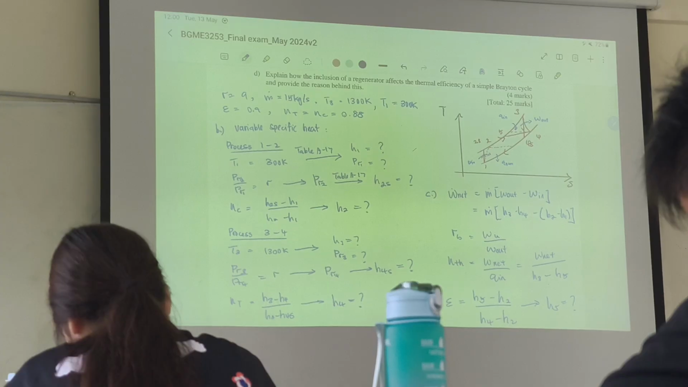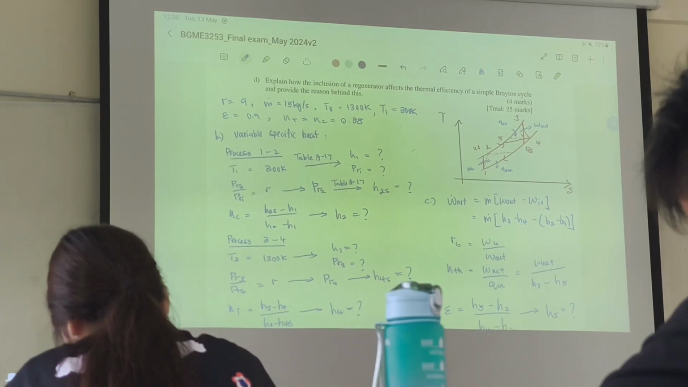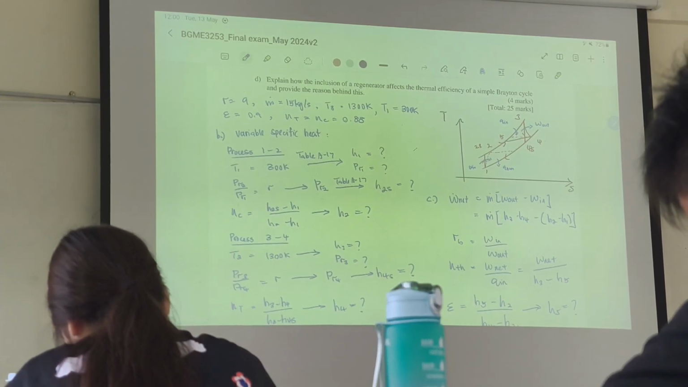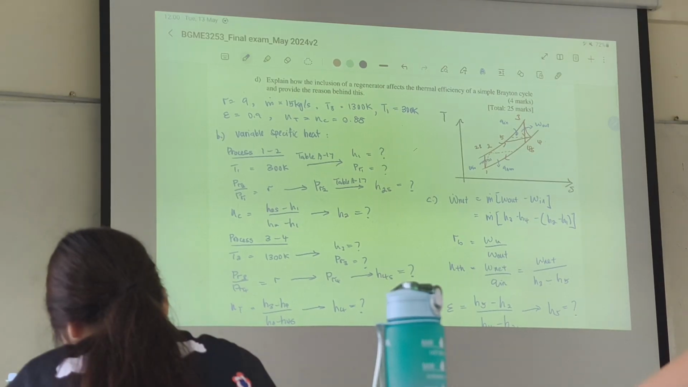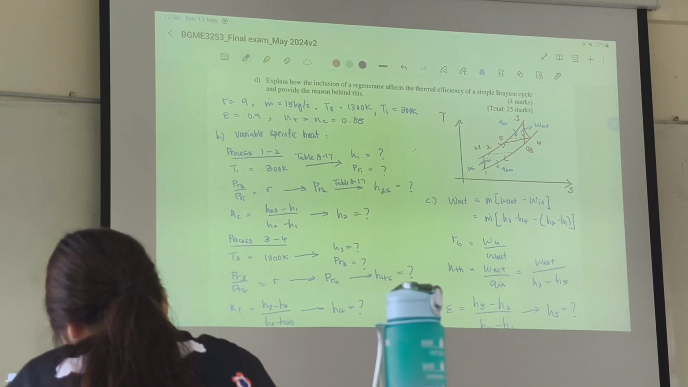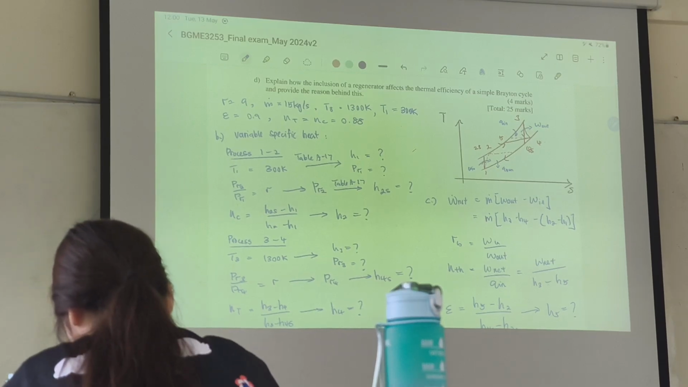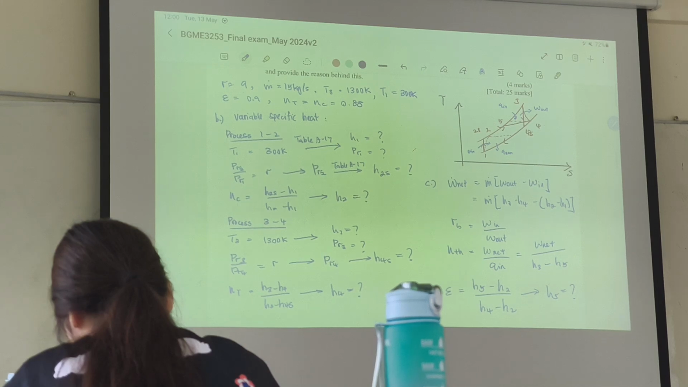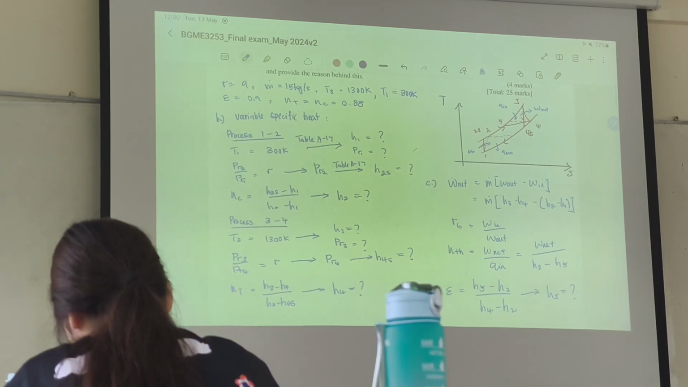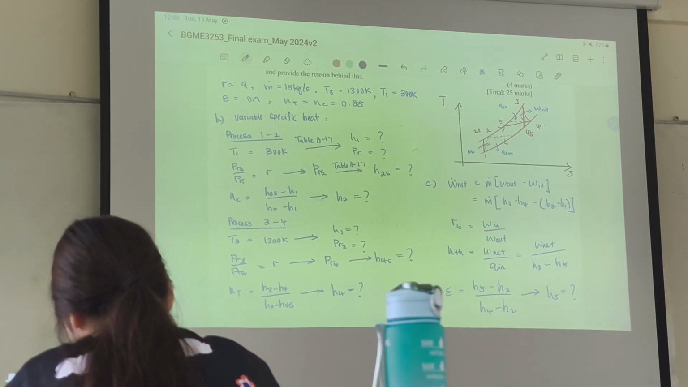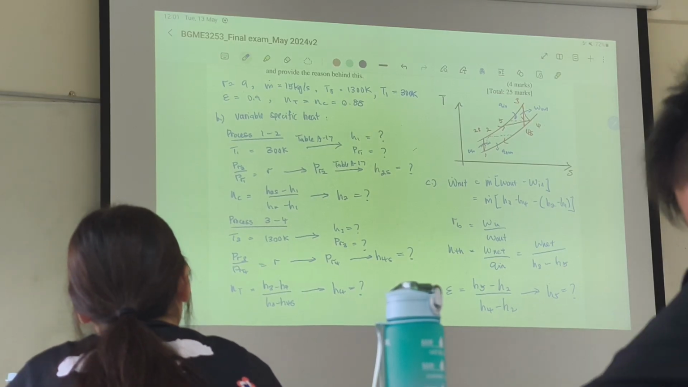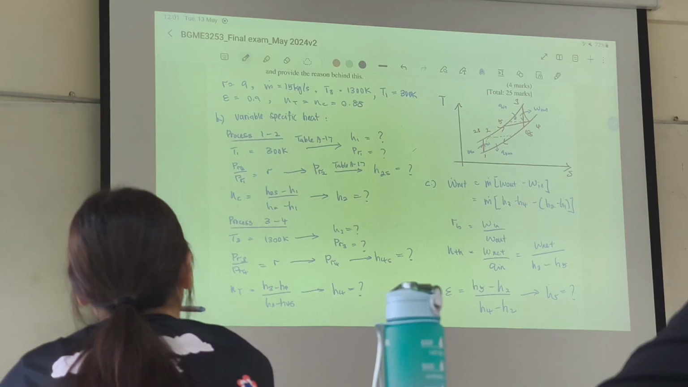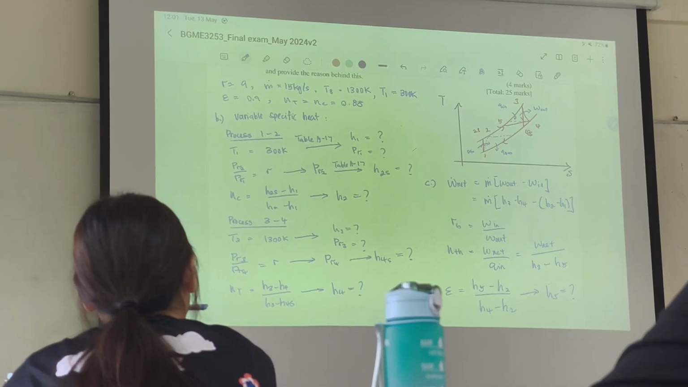So there's one more question. So this says explain how the inclusion of a regenerator affects the thermal efficiency of a simple Brayton cycle and provide the reason behind this. I think this one you can try to answer yourself. Basically regenerator, you make use of the waste heat to heat up the air first before it enters the combustion, so it reduces Q. Basically, that is what you need to say.